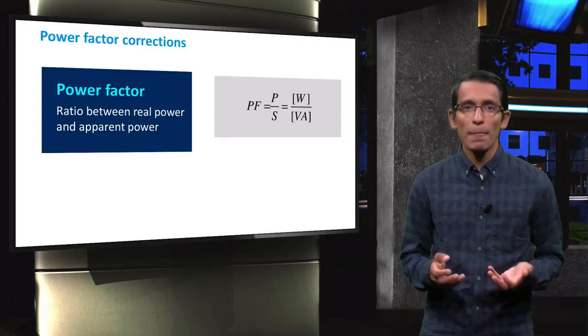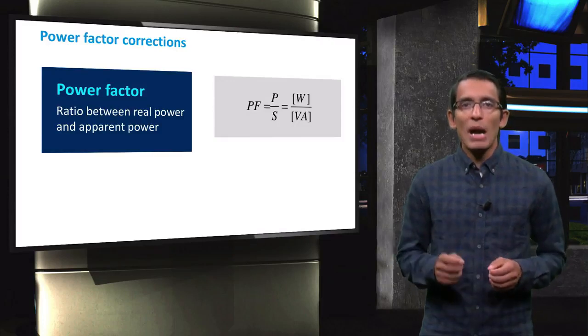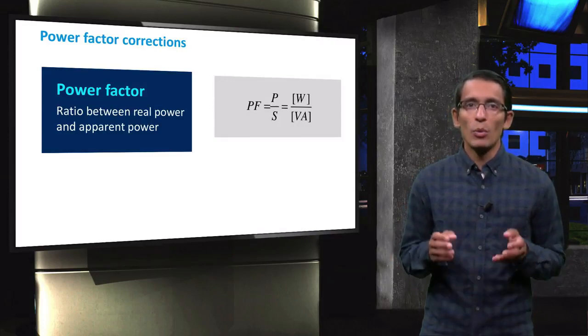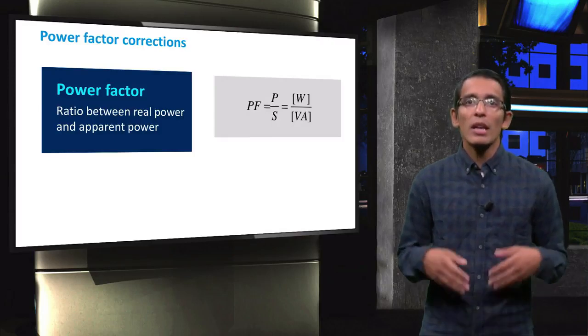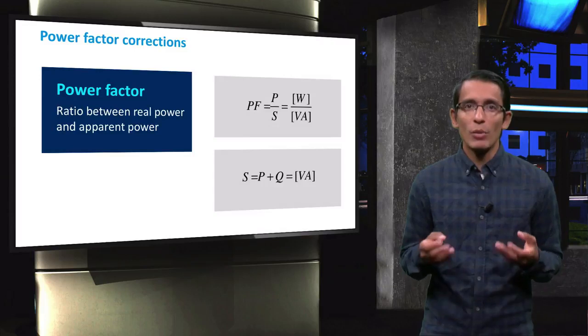Fluctuations in the power output can cause transients in power supply, which will affect the quality of the power. These transients decrease the power factor, which is defined as the ratio between the real power in watts and the apparent power in volt-amperes. The apparent power is the sum of the active and reactive power.